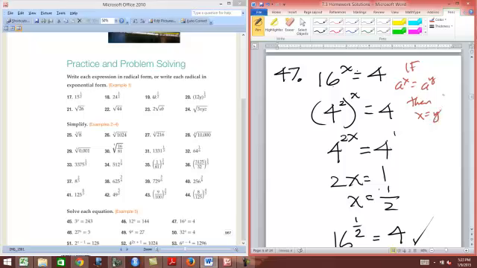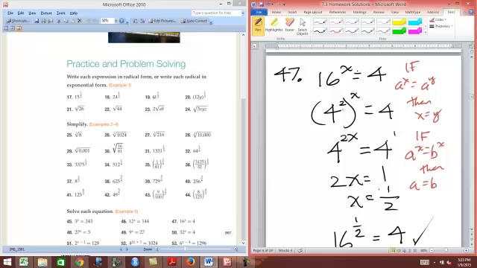There's another version of this. If a to the x equals b to the x, then the bases have to be equal. So if you've got two powers with the same exponent, then the bases have to be equal. If you've got two powers with the same bases, then the exponents have to be equal. Okay, so we're going to make the bases the same.